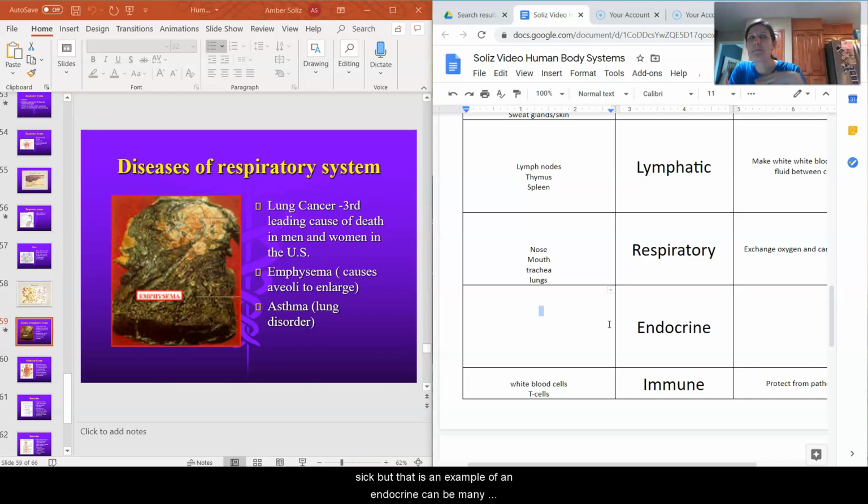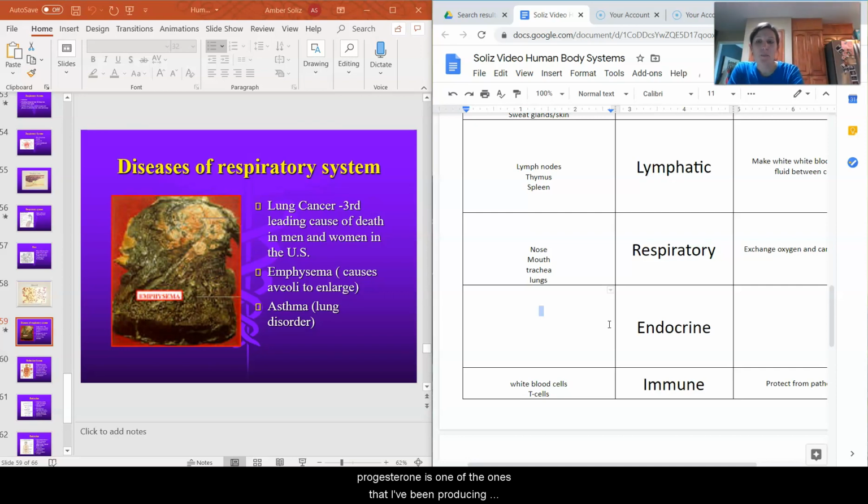Now, endocrine can be many different hormones and glands. I mean, you have so many different hormones. Males have the prostate gland. You've got testosterone, okay, which is going to be the hormone that makes you a male, okay? And it's produced by the glands called testes. Females have estrogen, which makes us a female, okay? And that's going to be secreted by the ovaries.